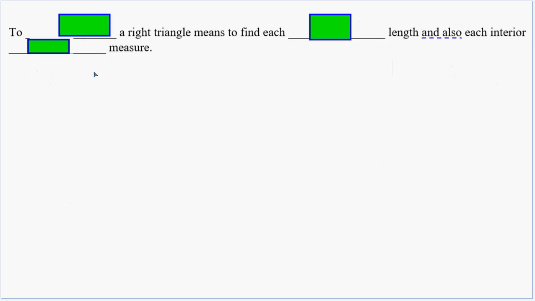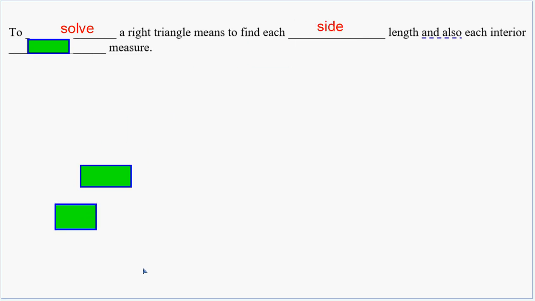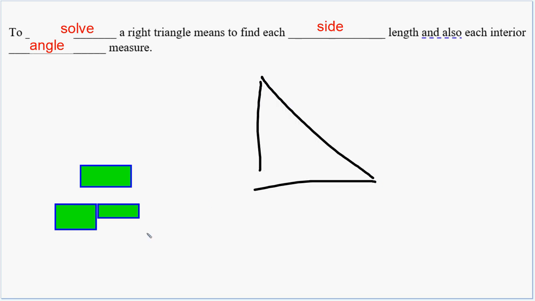Okay, a little fill in the blank here. To solve a right triangle means to find each side length and also each interior angle measure. A triangle has 3 sides and 3 angles. To solve a triangle, we have to know all of them.